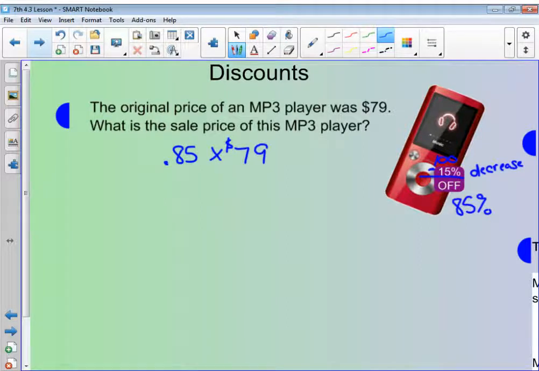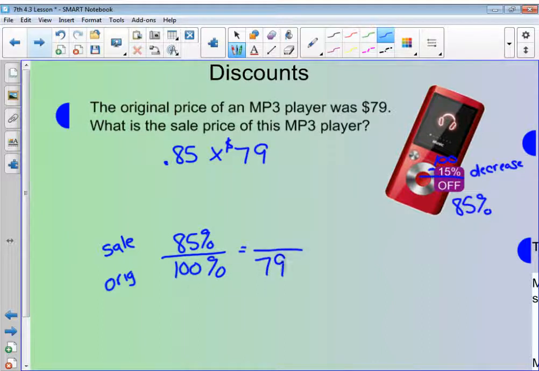The other method, I could go ahead and set it up as a proportion, 85% over my original. Remember, this is going to be your sale or selling price. This is the original. 100% is the original. And my original price of the MP3 player was $79. So now if I go through and I use either of these, I should get the same answer. So 79, and I'm just going to punch it in as 85. I'm going to do this one first.